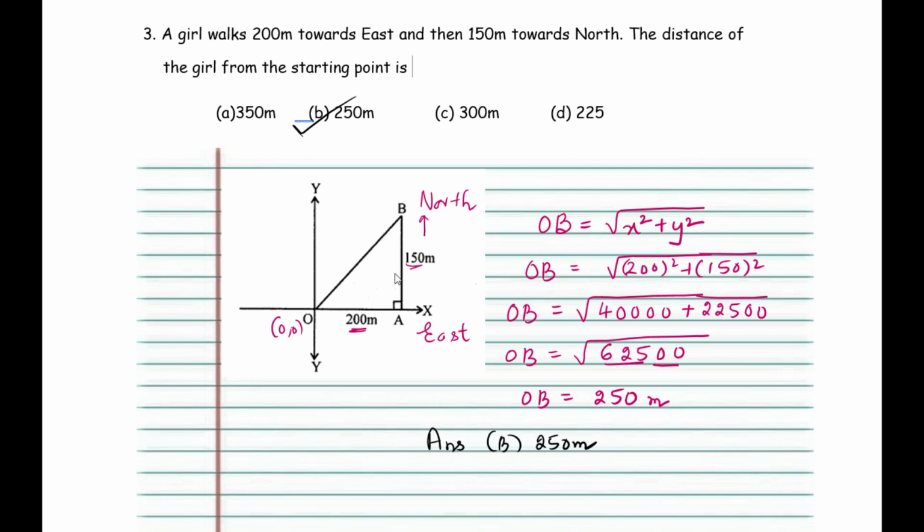Otherwise you can use the Pythagoras theorem, you will get the same answer. Now the distance between the origin and the point B is what? Root of x square plus y square, that is x is 200, y is 150. Therefore we get the distance of the girl from the starting point is 250 meters.